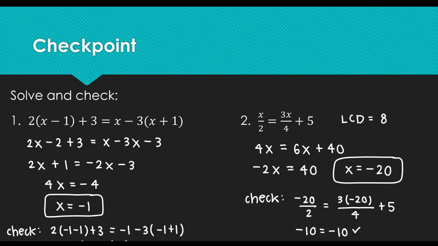All right, so this is what you should have gotten for these. In the first one, you should have gotten x equal negative 1. And in the second one, you should have found first a least common denominator of 8. And notice that even though that last term of 5 didn't have a fraction, it got multiplied by 8. That's why that turned into an equation where there was a 40. So just always keep that in mind. But then we got x equals negative 20.